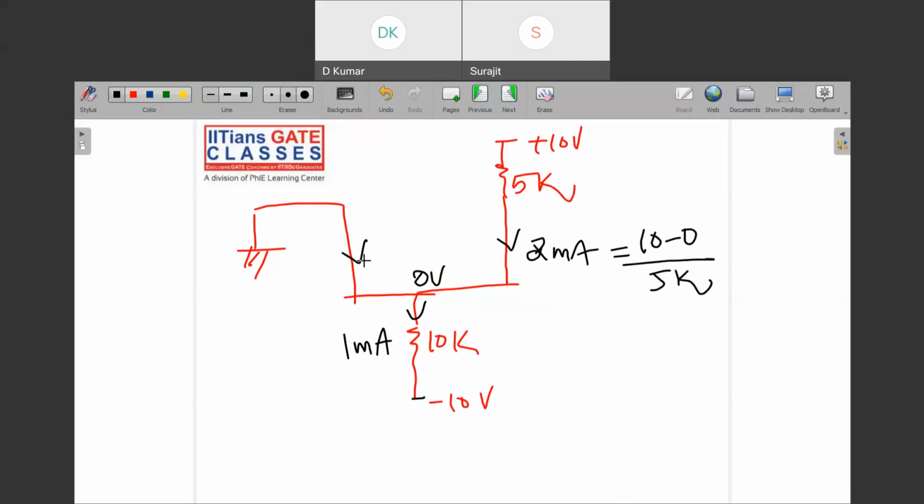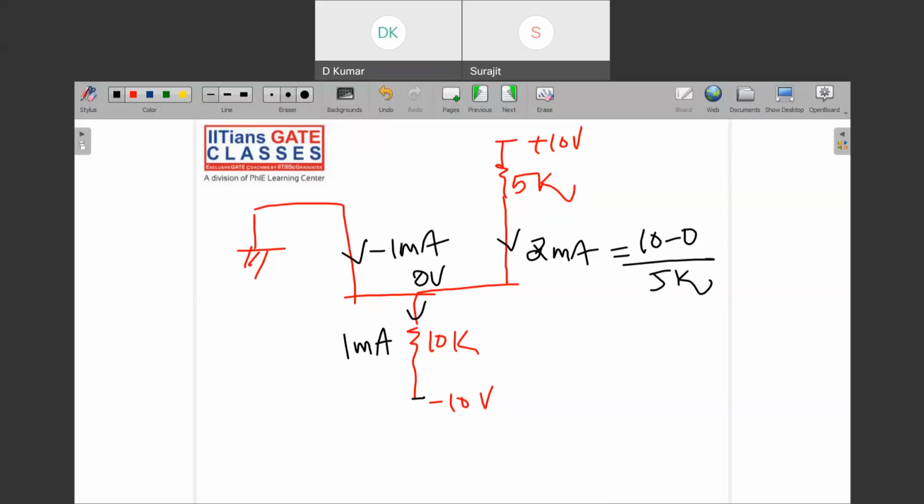So what is the current here? 2 milliampere is coming, 1 milliampere is going here. So 1 milliampere will be going toward the ground, but we want to find it towards 0, right? So here 1 milliampere current will be there, right? Minus 1 milliampere. Understand? Yes, sir.